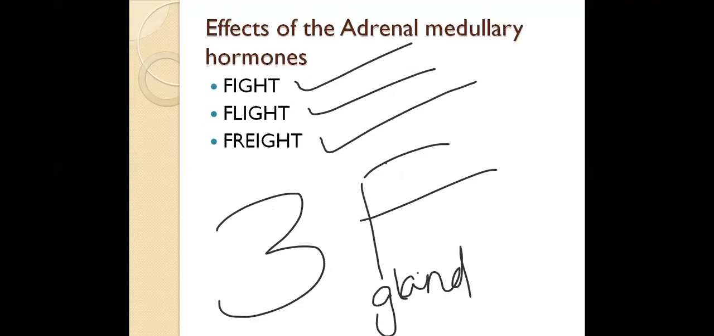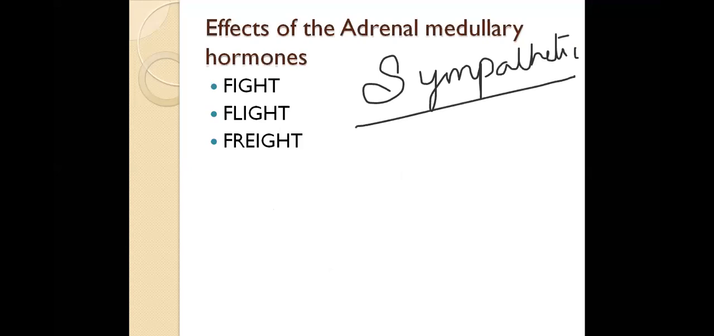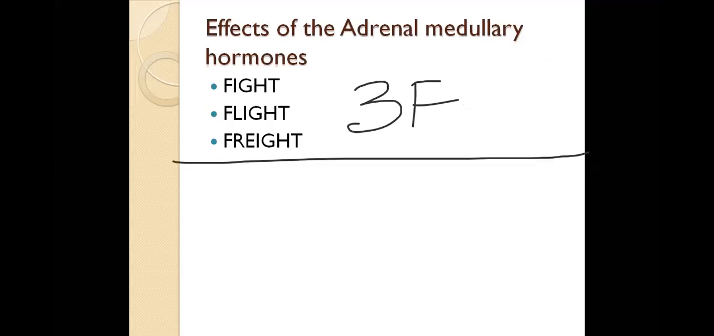One thing you need to remember here: a similar kind of action is done by the sympathetic nervous system. And the very important thing to remember is that the adrenal medulla is believed to be modified sympathetic nerve ganglia. Okay, so that's the story of the adrenal medulla, called the fight, flight, fright hormone, a 3F gland. Here I'll explain the adrenal cortex also. I'm going with the adrenal cortex.